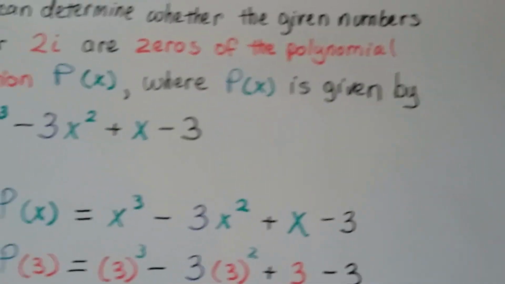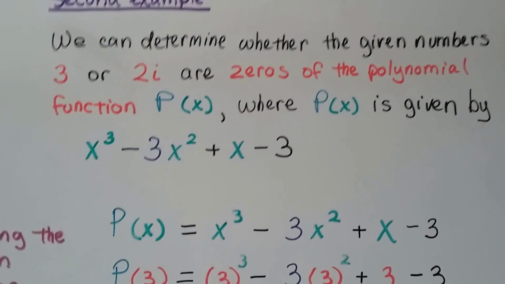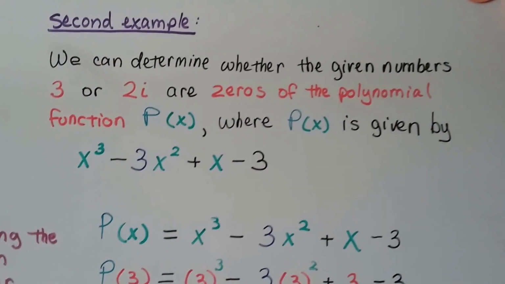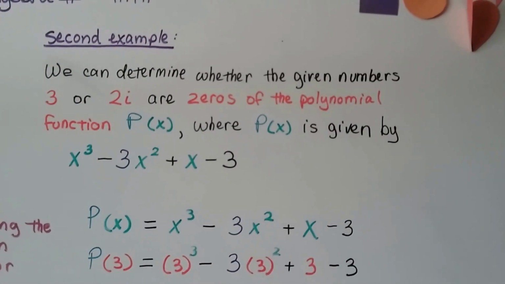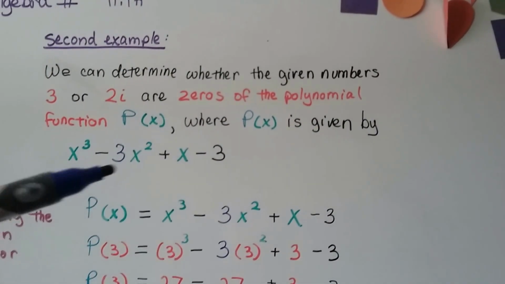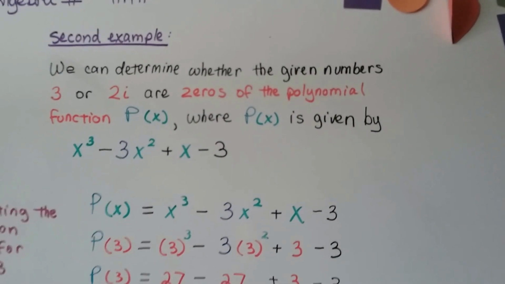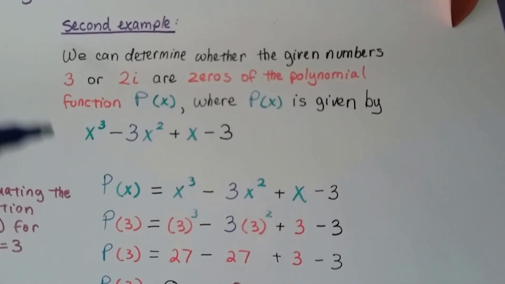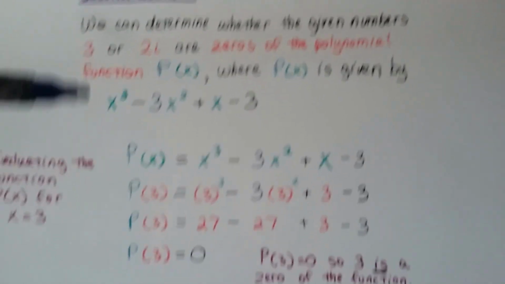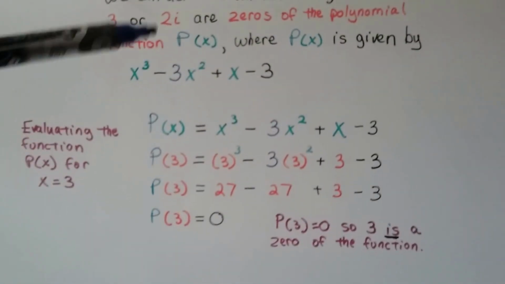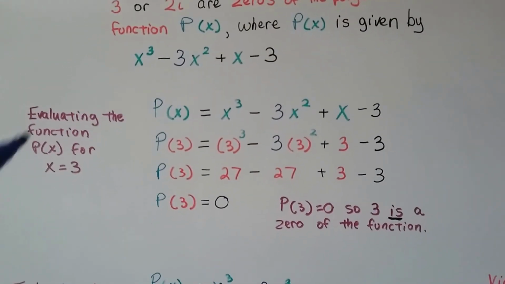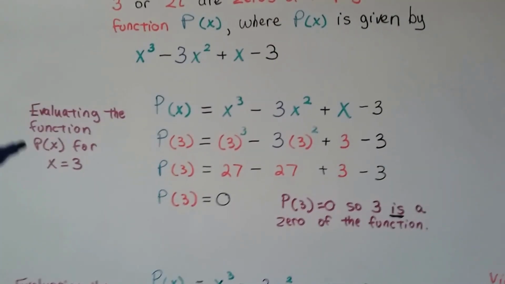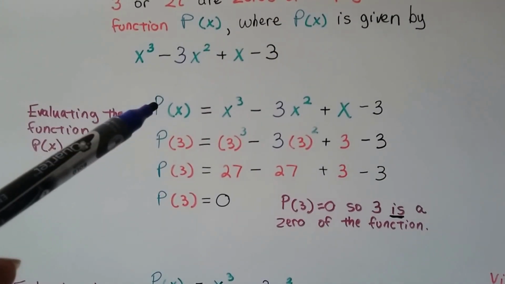So we can determine whether the given numbers 3 or 2i are zeros of the polynomial function p of x, where p of x is given by x to the third minus 3x squared plus x minus 3. So everywhere there's an x, we're going to put in a 3. And then in our next example, everywhere there's an x, we're going to put in a 2i. Okay, so here's the 3. So we're evaluating the function p of x for x equals 3.